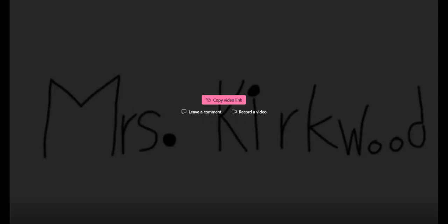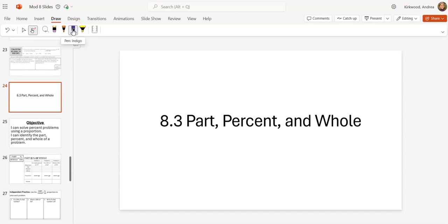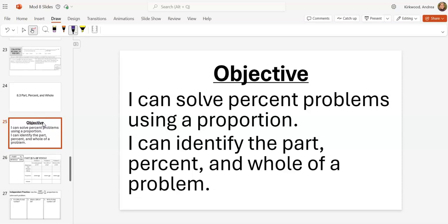Crickle Man. All right, welcome back to 8.3. Here we're going to start looking at solving percent problems so that we can find the part, the percent, or the whole. In this lesson, you are going to focus on solving percent problems using a proportion and identifying the part, percent, and the whole of a given problem.